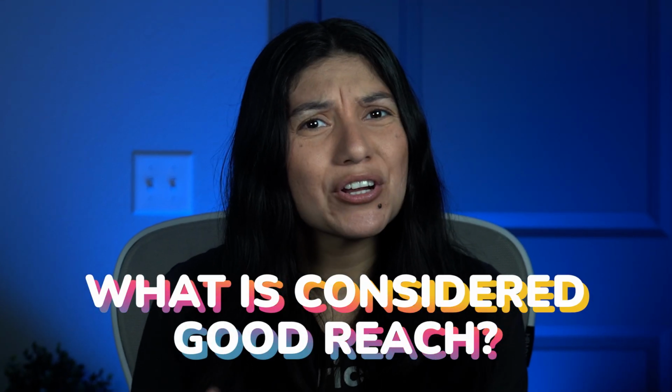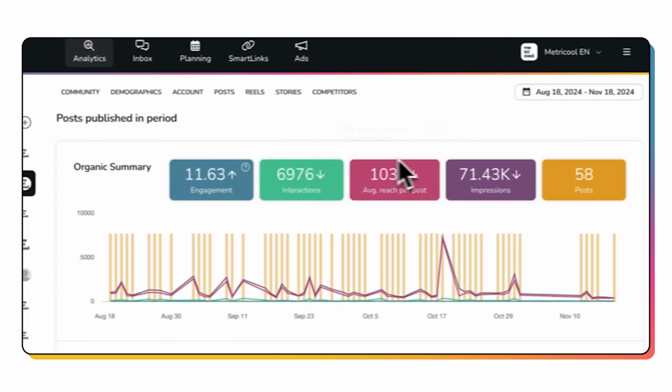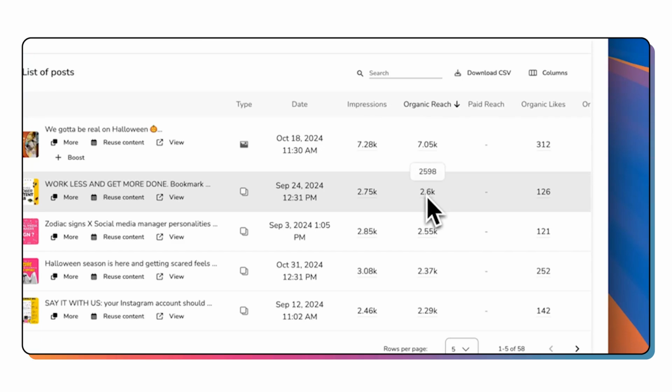But here's the million-dollar question. What is considered good reach? The short answer, look at your average reach across your posts and aim to improve it with future posts. We use Metricool, where you can group data from several months, and at a glance, see which posts have the highest reach for each social network. By looking at this data, we have a number to aim to surpass.